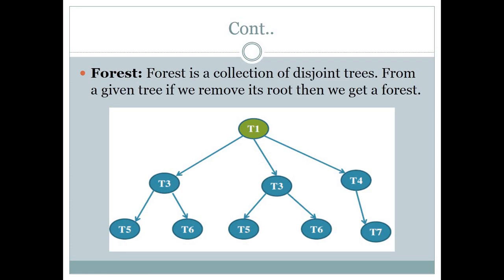Okay. Now next is forest. Forest is a collection of disjoint trees. From a given tree, if we remove its root, then we get a forest. So basically this is a single tree, but if we remove the root node, then we get different subtrees, and the collection of those subtrees will be known as a forest. So here if we remove T1, then one subtree will be T2, second subtree will be T3, T5, T6, and third subtree will be T4 and T7. So after removing node T1, we get 3 subtrees. So the collection of those 3 subtrees will be known as a forest.